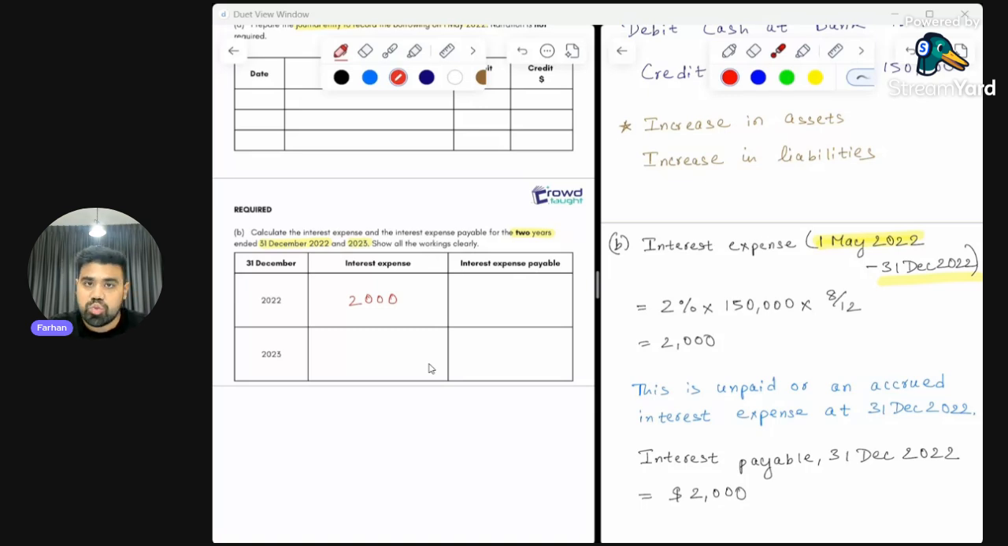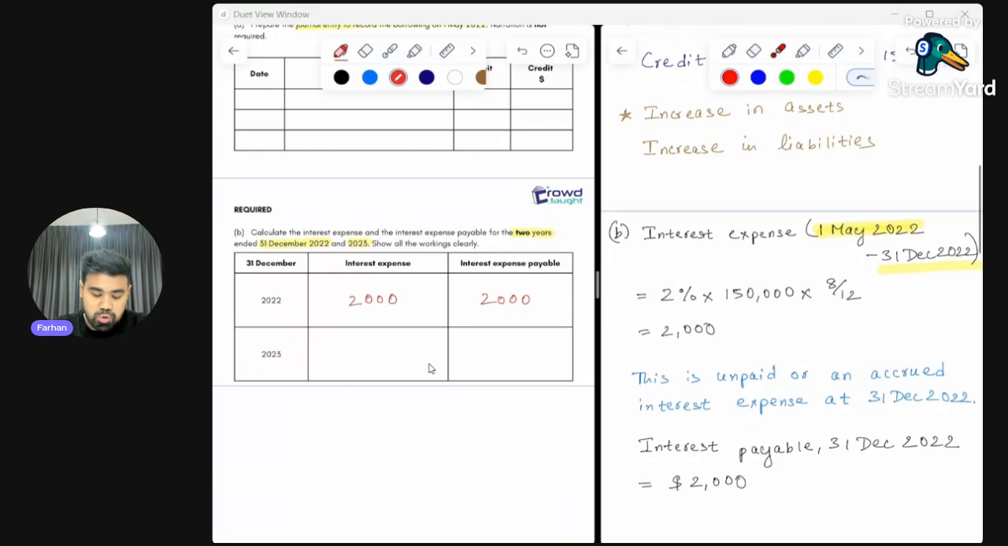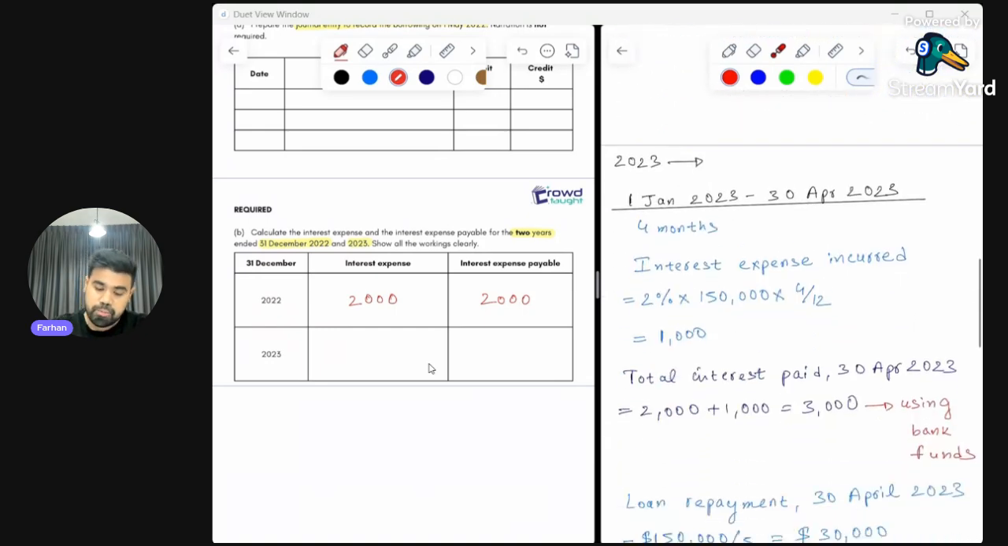Next, the interest expense payable is also $2,000 because at 31 December 2022, we have this accrued amount of $2,000, which refers to the 8 months of May, June, July, August, September, October, November, and December. And the reason this is accurate is because the business pays for interest and loan every 12 months. And that first payment will be on 30 April 2023. So at 31 December 2022, this is still accurate or payable. Right? Okay, so let's move to the year 2023.